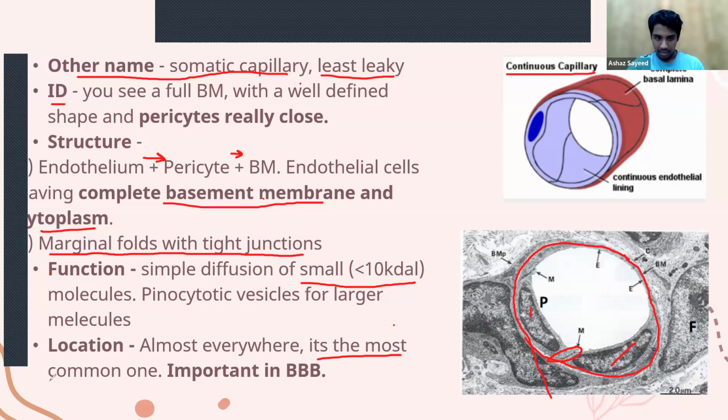They are the most common one. Remember this; engrave this information in your mind. The most common capillary is the continuous capillary. They're also important in the blood-brain barrier.